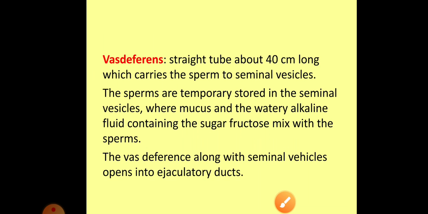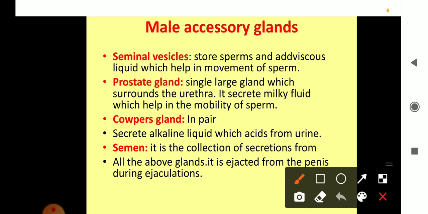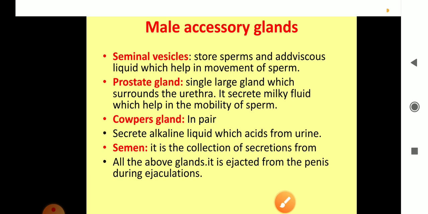Okay, now see some accessory glands. There are mainly three accessory glands. Now see one by one. The first is the seminal vesicle, second is the prostate, then the Cowper's gland, right? A mixture made by mixing the secretions of all these glands and sperm is called semen.